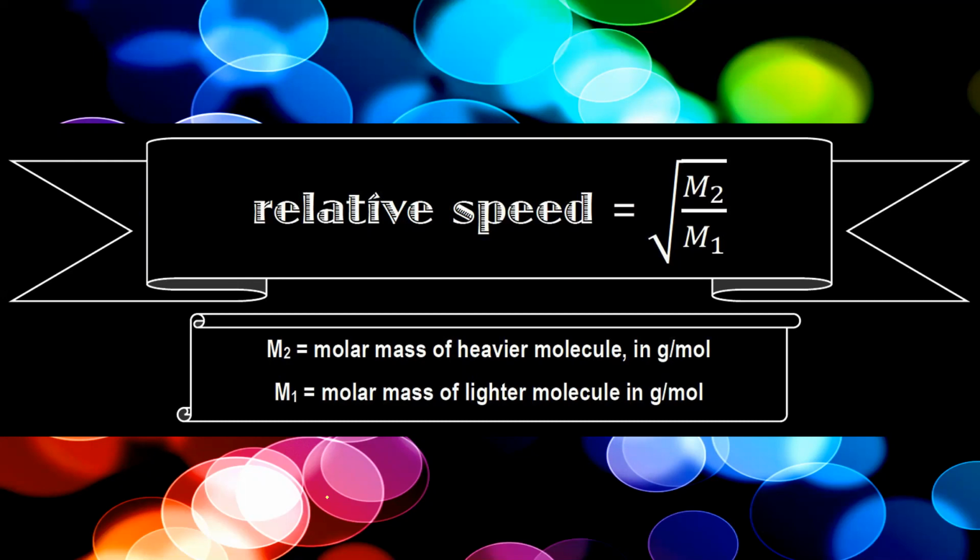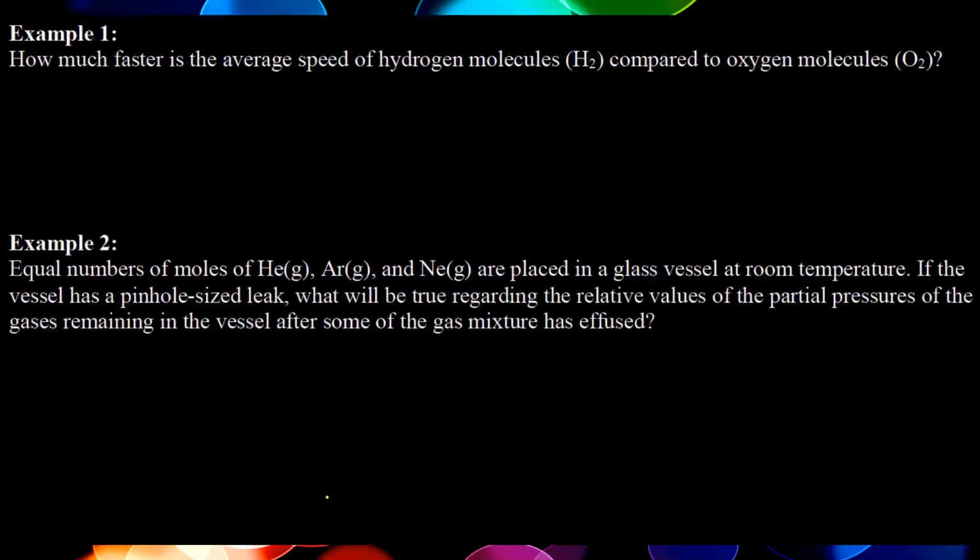Usually we take M2 to be the molar mass of the heavier molecule, and that'd be in grams per mole because you're looking that up on the periodic table. And M1 would be the lighter molecule, again in grams per mole. You're looking that up on the periodic table. Okay, so let's go through some examples. I only have 2 on your paper. I think that's all you would need to really understand this. Let's see how this is going to work out.